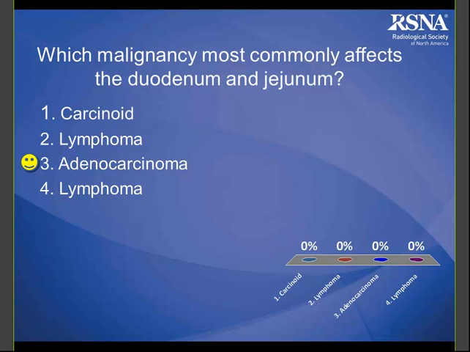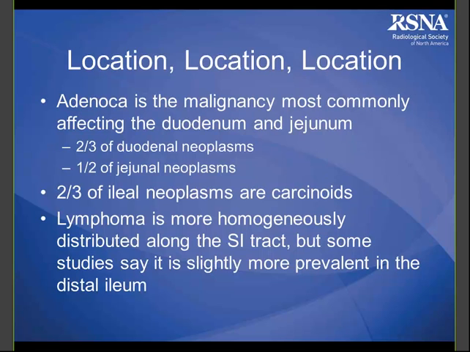And if you thought adenocarcinoma, that's great. So location is key. Adenos are most common in the proximal small bowel, the proximal duodenum and jejunum: two-thirds of the duodenal and one-half of the jejunal neoplasms. Two-thirds of ileal neoplasms are carcinoid. That's where it's most commonly found. If we do see the primary, oftentimes we don't, unfortunately, because they're so small, but we definitely are able to see the metastases with carcinoids, especially in the mesentery and possibly liver.